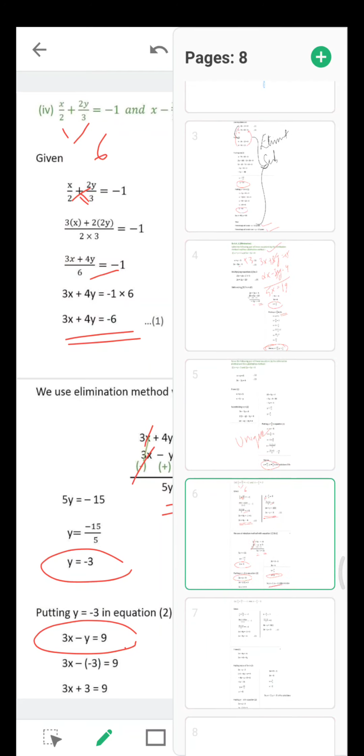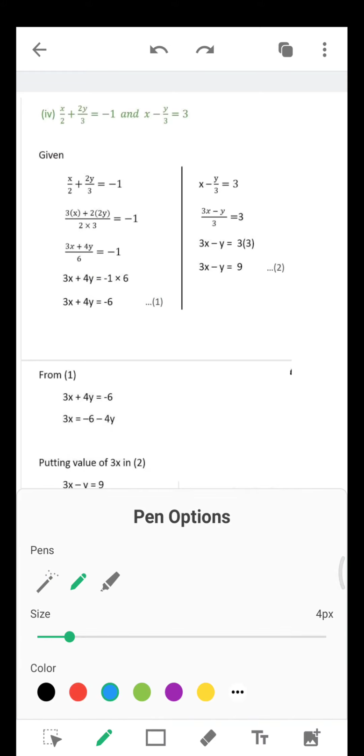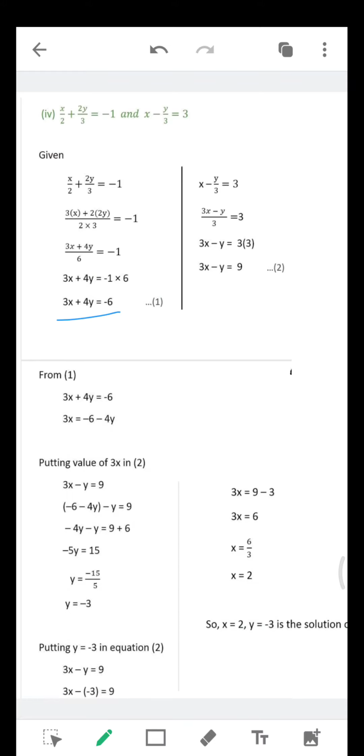Now you have to solve these same equations by the substitution method also. Which method? Substitution method. So the same thing we do here also, like we have done for the previous question, no change. Since we have already changed the equations, we can take those two equations and proceed with the substitution method.